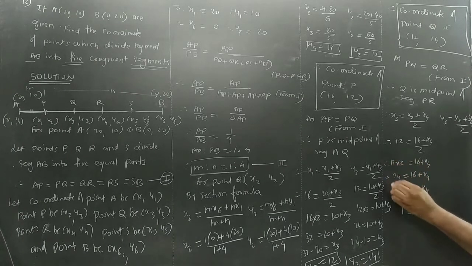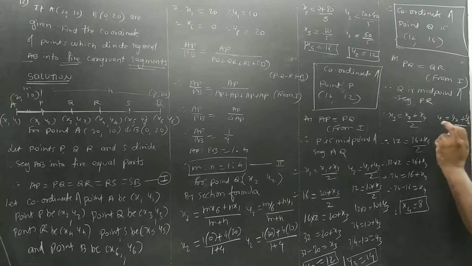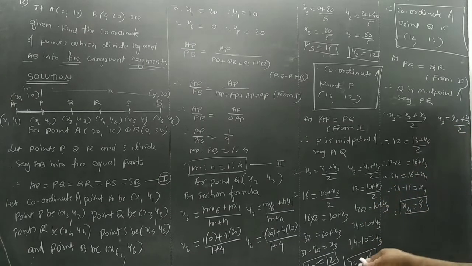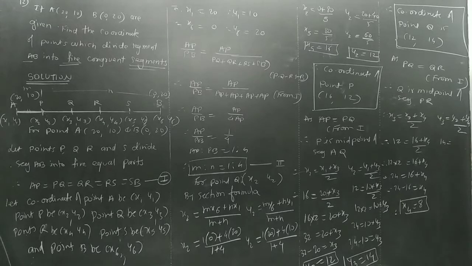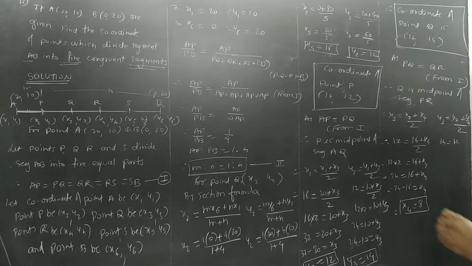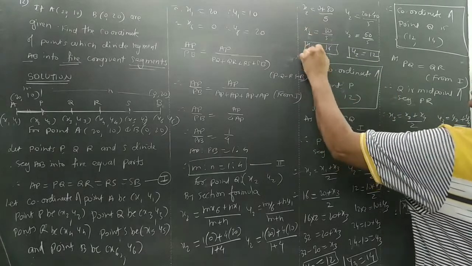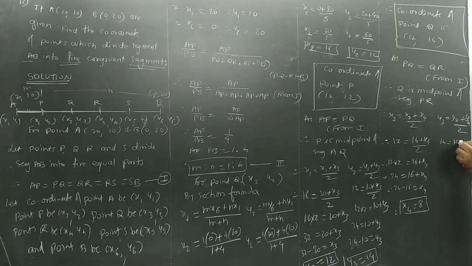You got it now? And here, we got the value of y3 is 14, which is equal to y2, we got 12, okay, here it will be y2, then 12 plus y4 upon 2. 14 into 2 is equal to 12 plus y4. 28 is equal to 12 plus y4. 28 minus 12 is equal to y4, or y4 is equal to 16.